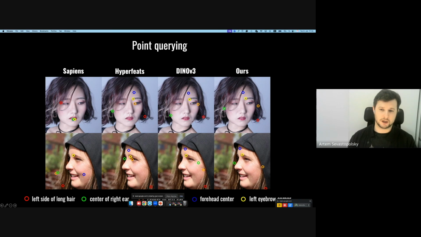Hyperfeatures and DINO do a better job, but they still make mistakes sometimes. For instance, there are some mistakes related to symmetry of the face. For example, the green point is a right ear, and hyperfeatures found it correctly, but DINO was probably attracted to the left ear instead. And you can see some issues with the orange point and so on.